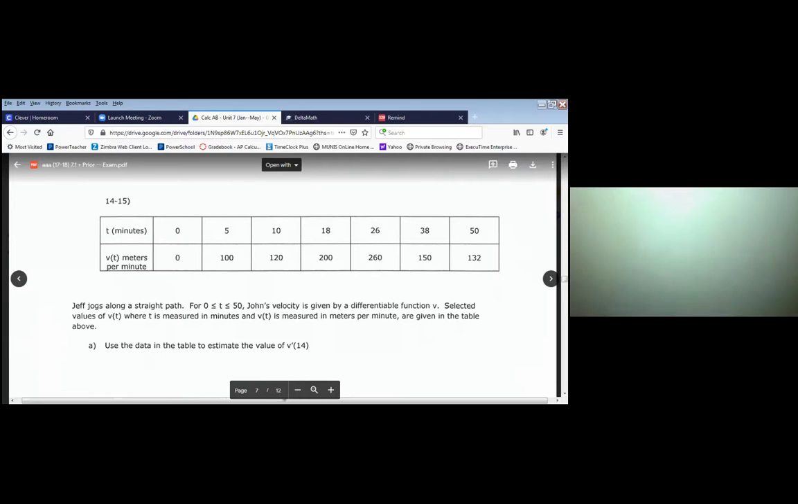So part A should look super familiar. I promised you, you'll see it a lot. They love part A. Calculate the value of v prime of 14. You're still going to find just the slopes. For A, you're still talking about slope. Figure it out.